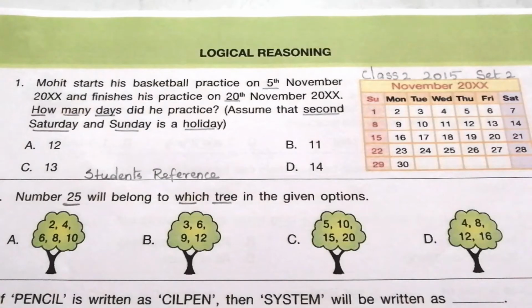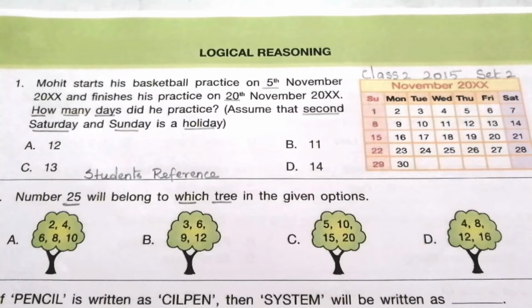Today we are going to discuss the 2015 Set 2 NSO question paper for Class 2 students. I have already uploaded some other IEO, NSO, IMO and IGKO question papers for Class 2 students. Please go to the playlist in Students Reference and click Olympiad Class 2 to get these question papers. Today's first topic is logical reasoning.